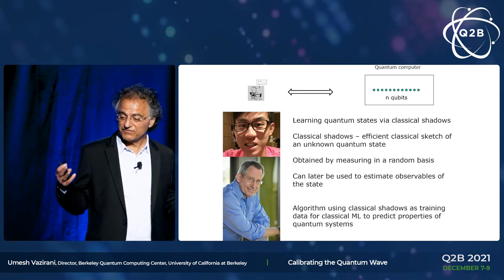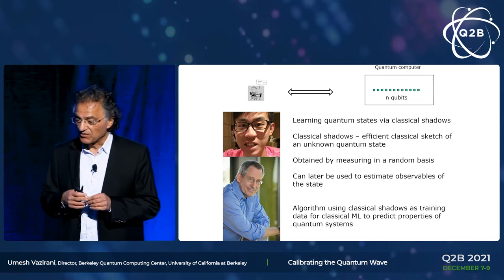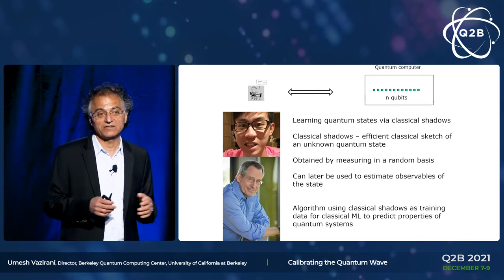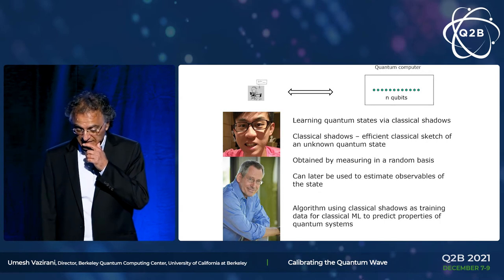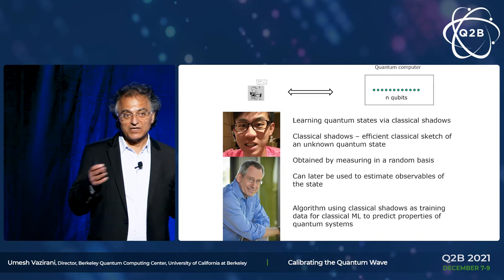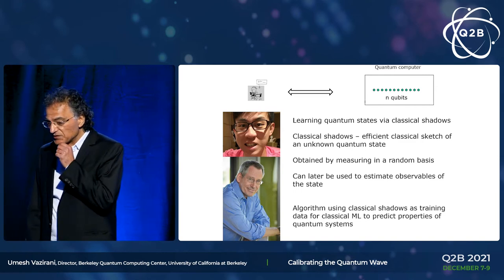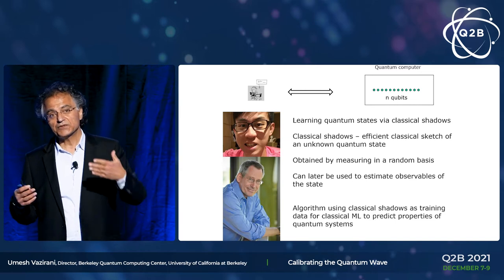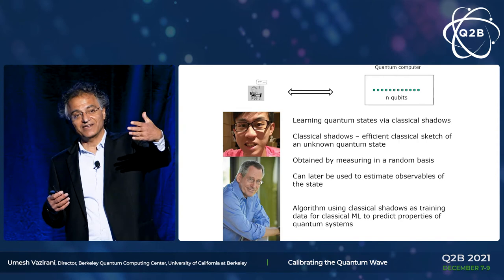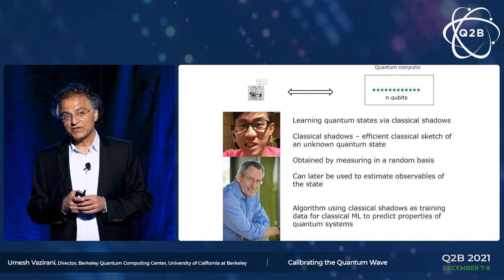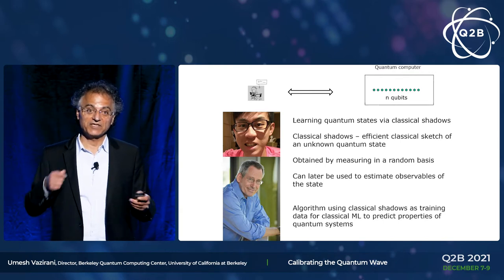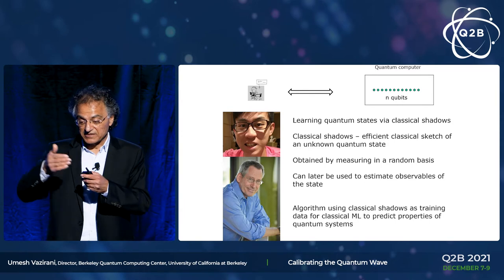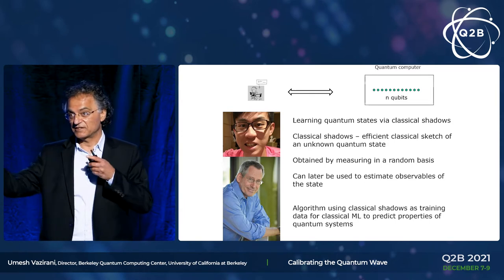This kind of interactive picture also shows up in a different context in this work on classical shadows. This work was inspired by earlier work of Scott Aaronson on shadow tomography, and this has been done by Robert Huang and John Preskill and their group. So the issue here is this: if you want to try to understand what quantum state is in our quantum memory, well, if you really want to do full tomography, it'll take you an exponential amount of time and an exponential number of measurements. And so it makes it hard to interact with this quantum computer.